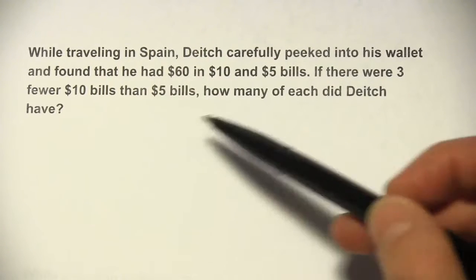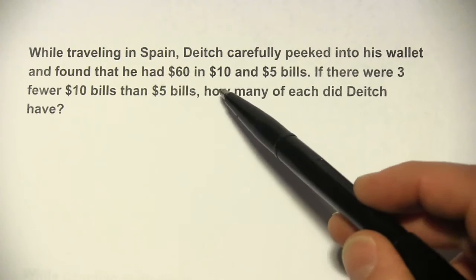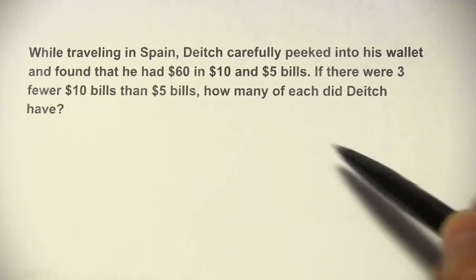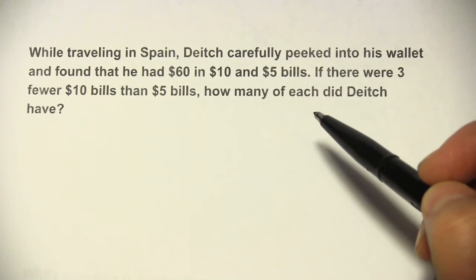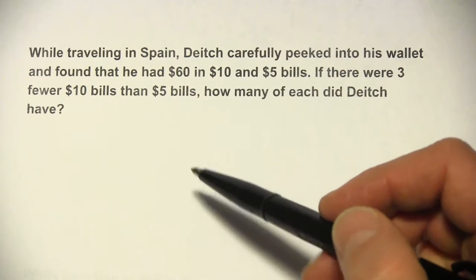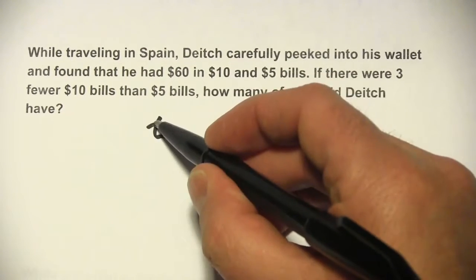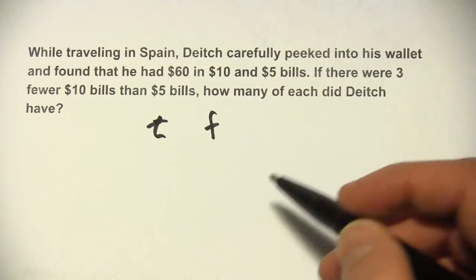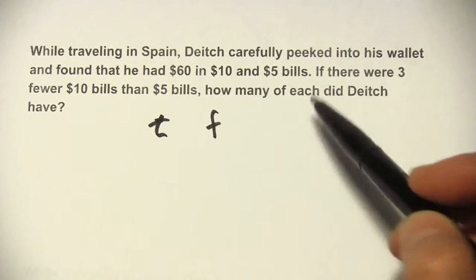So this one says, while traveling in Spain, Deitch carefully peeked into his wallet and found that he had $60 in $10 and $5 bills. There were 3 fewer $10 bills than $5 bills. How many of each did Deitch have? So this is one of those money problems where you have different denominations. And the way that works is you come up with a variable for the number of each of those denominations. He's got $10 and $5 bills, so I'm going to call them T and F. So T would represent the number of $10 bills he has, and F would represent the number of $5 bills he has. And it says he's got $60 in those two.